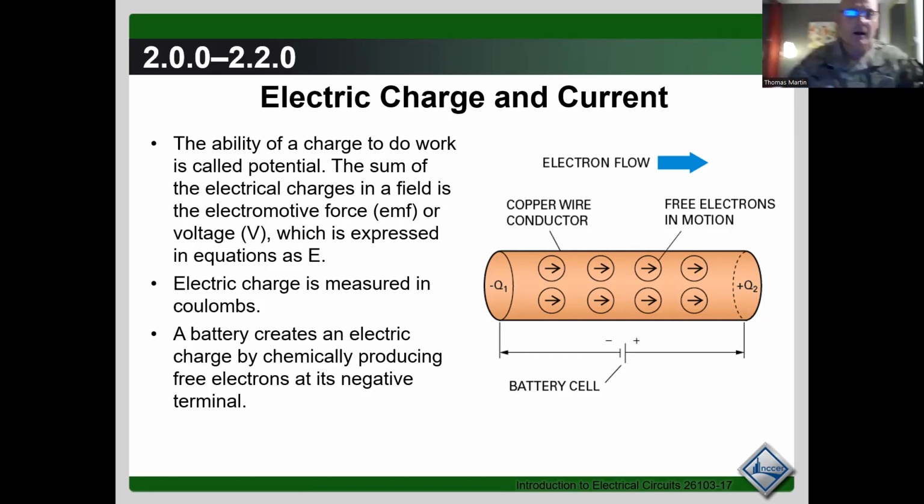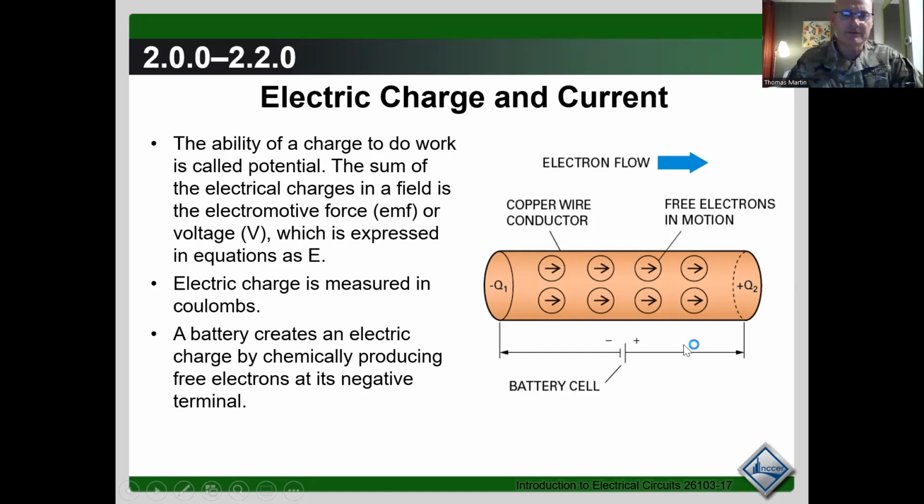All right. So electrical charge and current, talking about the movement of electrons, right? We talked about how electrons move freely through conductors. So they're saying this is a battery cell, and as the electrons move, it moves from negative to positive. Just kind of a constant cycle there.